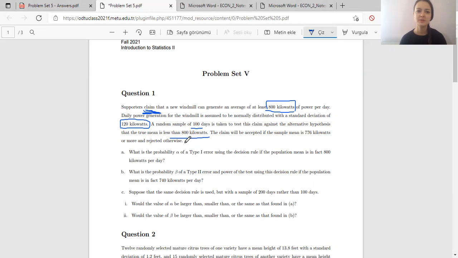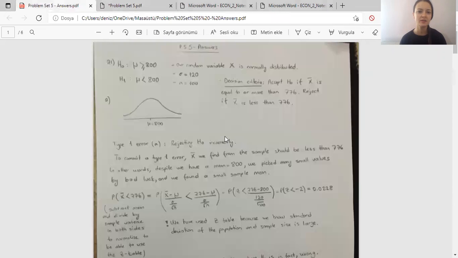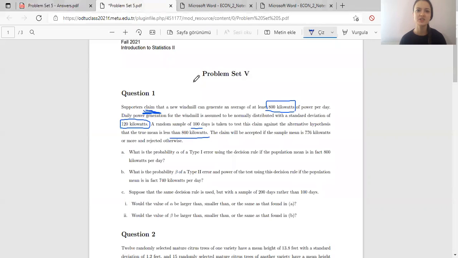First of all, let me remind you that type 1 error is rejecting H0 incorrectly. I mean, your claim is true, actually, but you still reject it. Okay, the reason is here, I wrote it in detailed explanation. To commit a type 1 error, X bar we find from the sample should be less than 776. Okay, this is the decision criteria. It is given in the question.